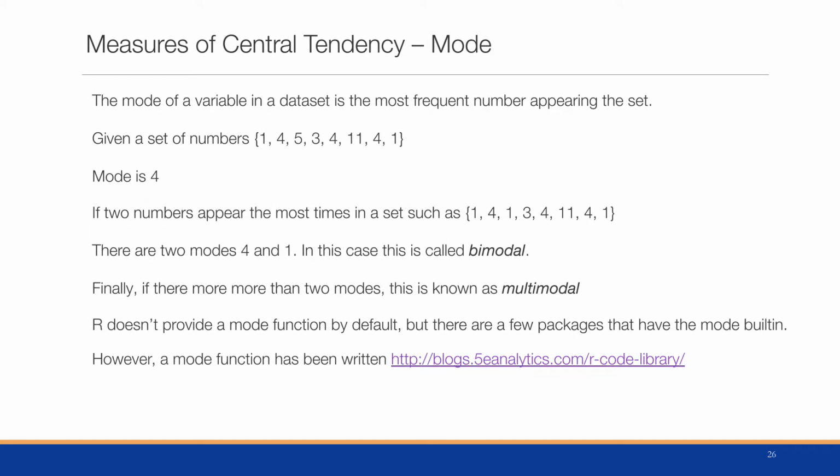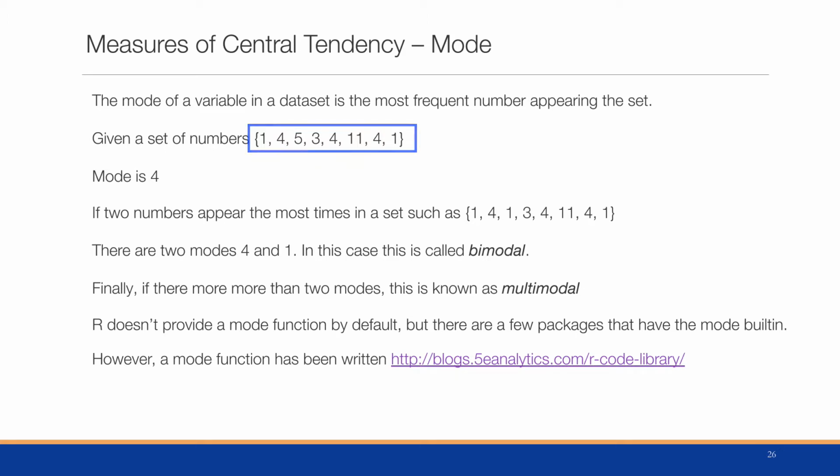Now, a third measure of central tendency is the mode. The mode of a variable is the most frequent number appearing in the data set. Given a set of numbers 1, 4, 5, 3, 4, 11, 4, 1, the most frequent number in this data set is 4, and so therefore the mode is 4.